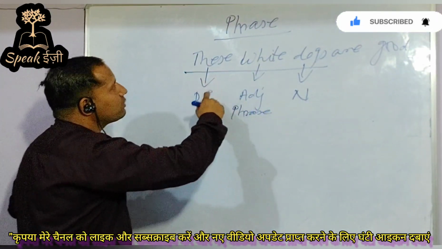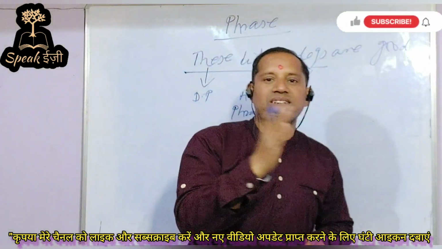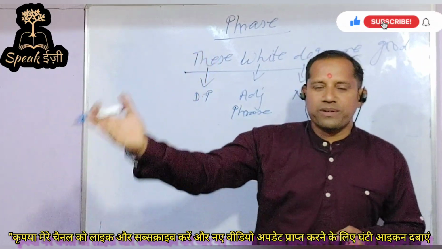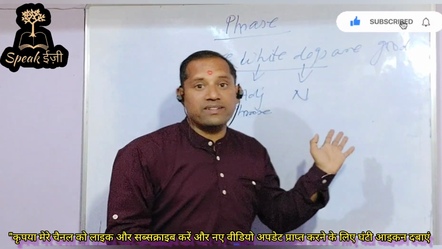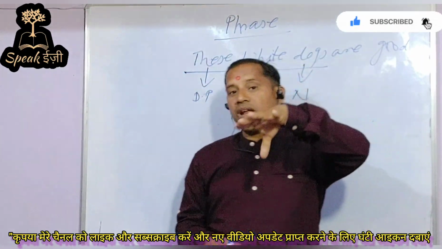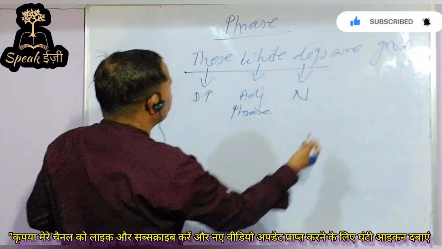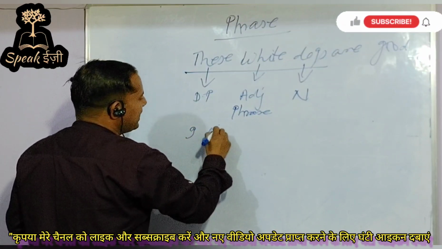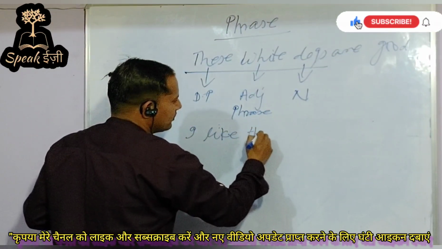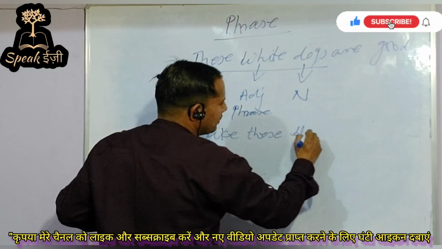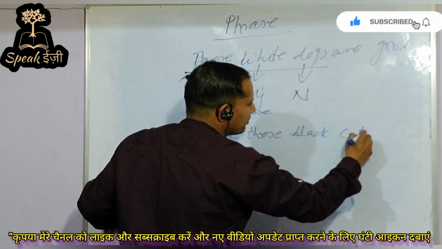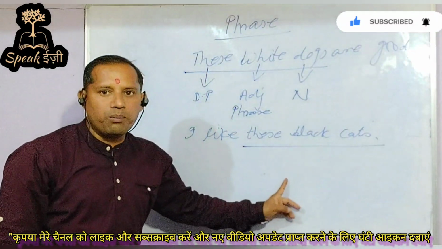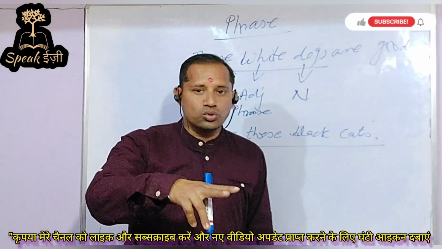Apart from this, as I told you, gerunds and infinitives can be used as a subject or an object of a sentence. In the same way, phrases can be used as a subject or as an object. Let me take another example. I like these black cats. Now see this sentence. These black cats. It is the combination of more than 2 parts of speech.